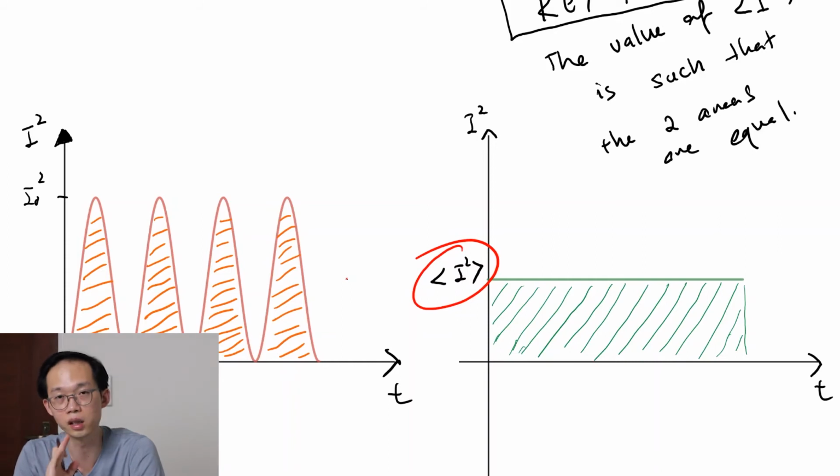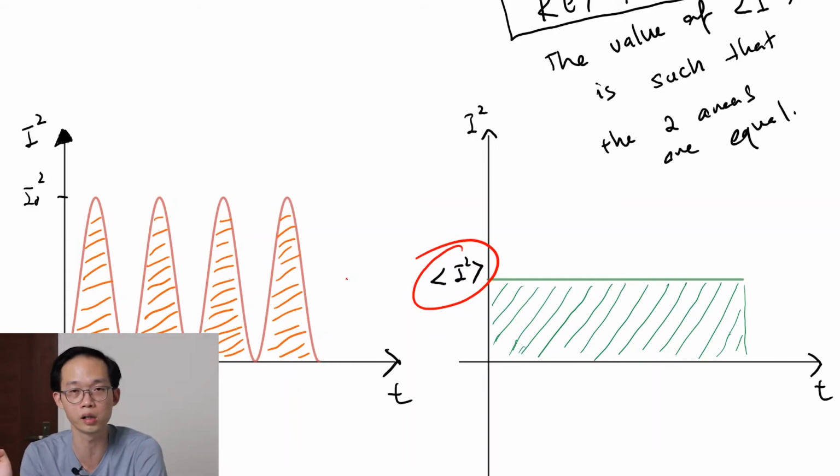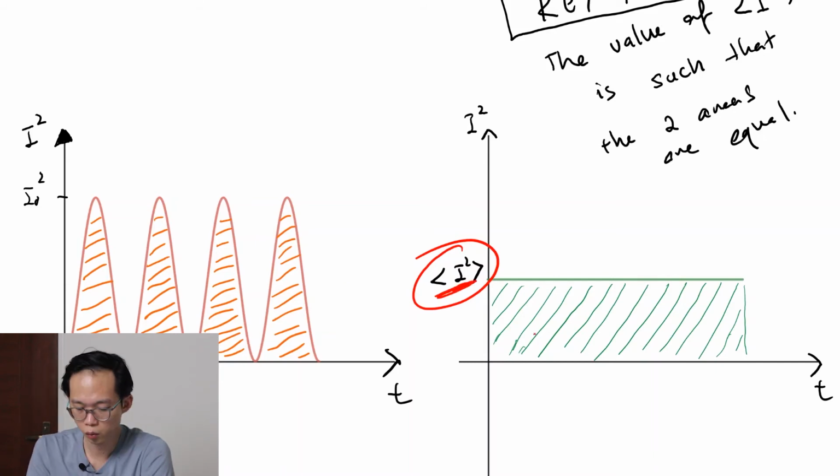Okay, that is the key point. And regardless of what kind of variation you get, it always boils down to this. The two areas must match. So what is the value of this mean squared current that will satisfy this condition?